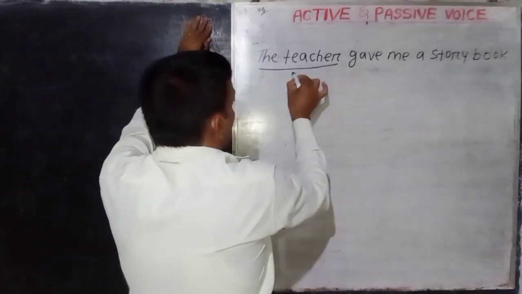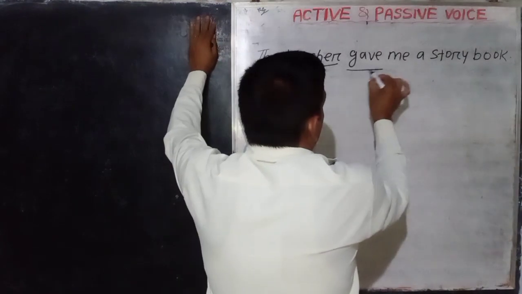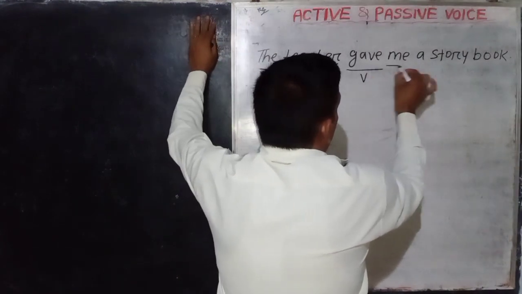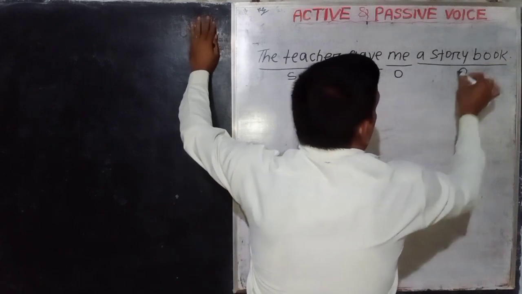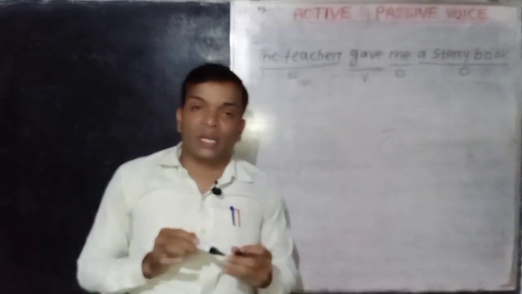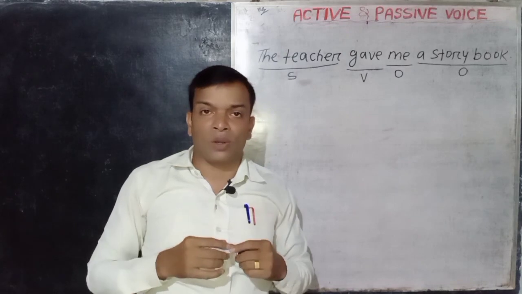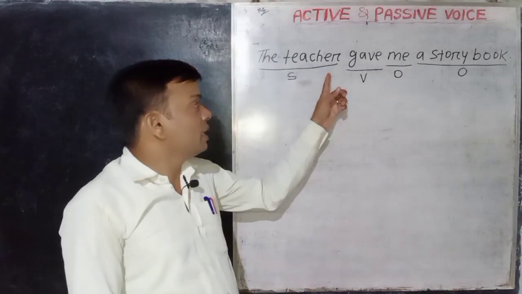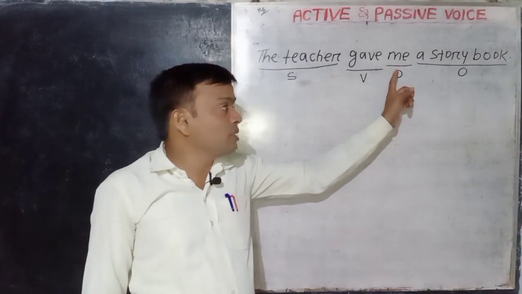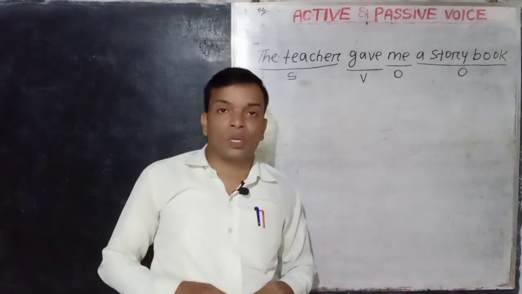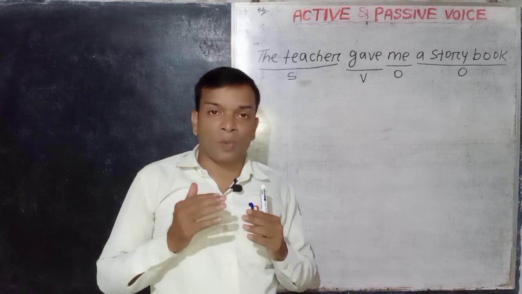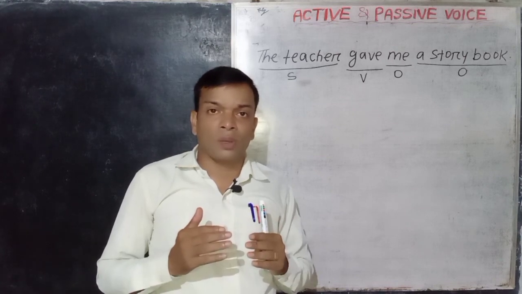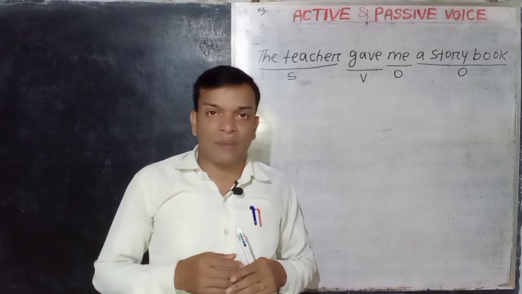The teacher, that is your subject, gave, that is your verb, me, that is called your object, and a story book, that is also your object. Okay, that means the sentence is in SVO pattern. Here there are two objects, one is me and another is a story book. But just before, we discussed the transitive verb that carries one object after it.